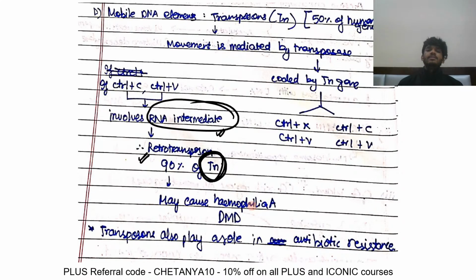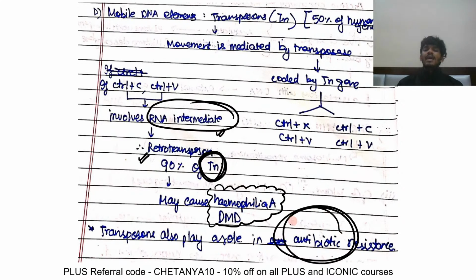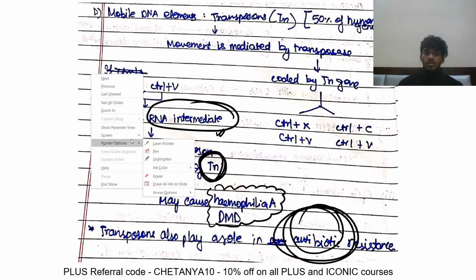Okay, and there are some disorders in which, due to retrotransposons, you have hemophilia A or Duchenne's muscular dystrophy, right? They also play a role in antibiotic resistance. Okay, so transposons are one of the ways gene expression is regulated in eukaryotes. So, gene expression in eukaryotes.